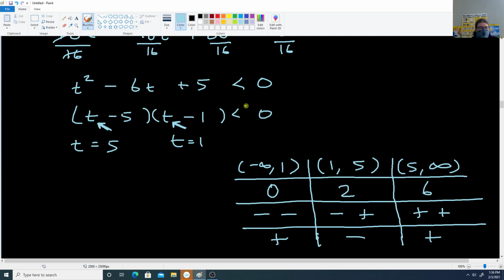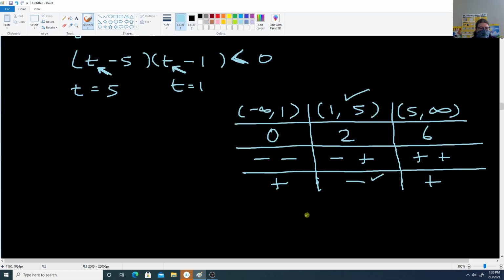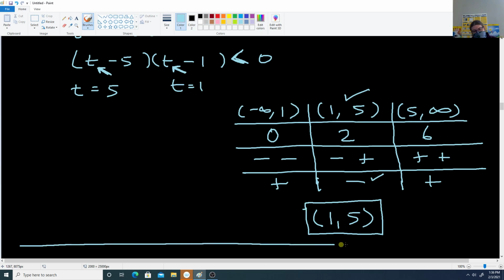So I want to know, where's this expression less than 0? So strictly less than 0 means where is it negative, which means times in this interval are what we want. So our answer to that one will just be 1 up to 5, because that makes the expression less than 0. Okay.